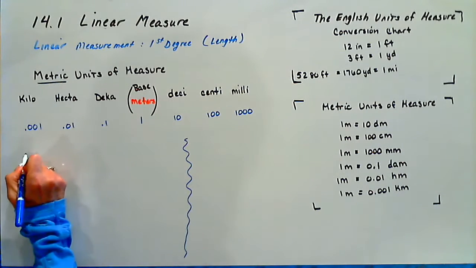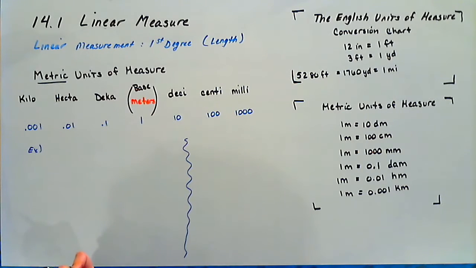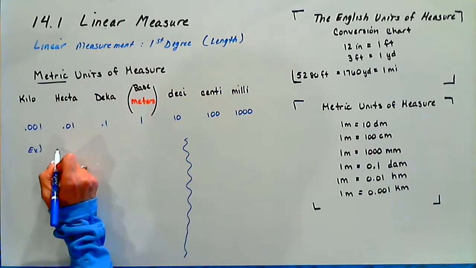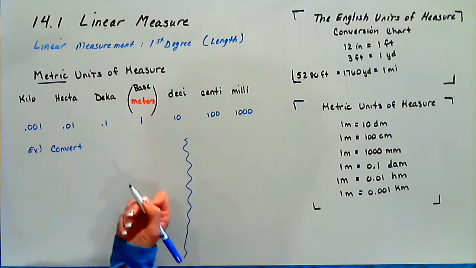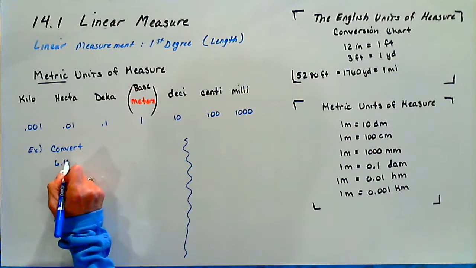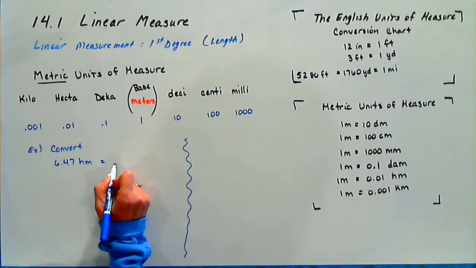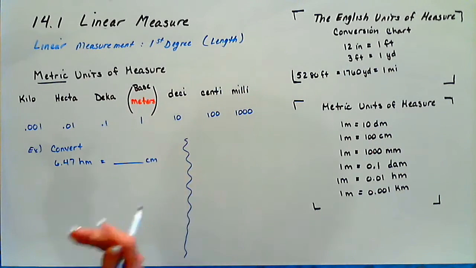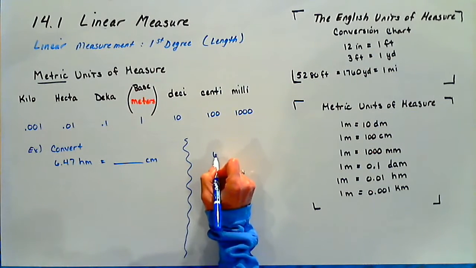So let's try another one. Let's convert 6.47 hectometers, and let's convert this to centimeters. I'm going to do this 2 different ways.